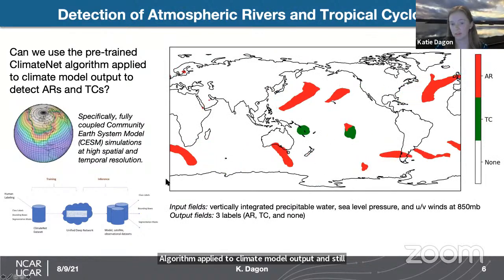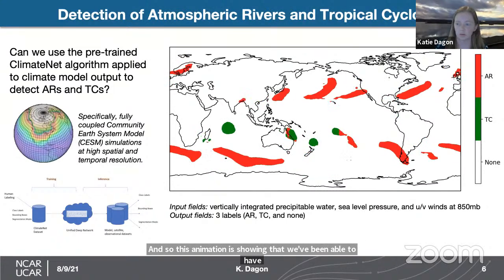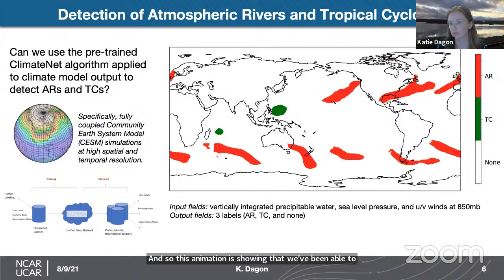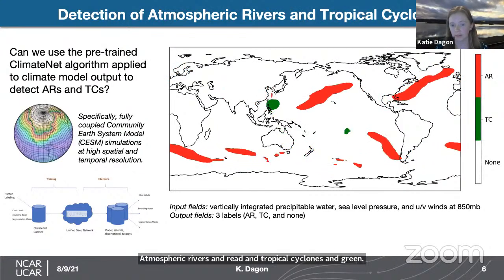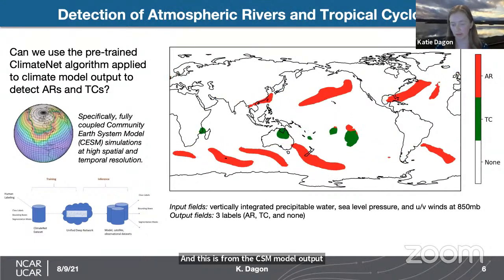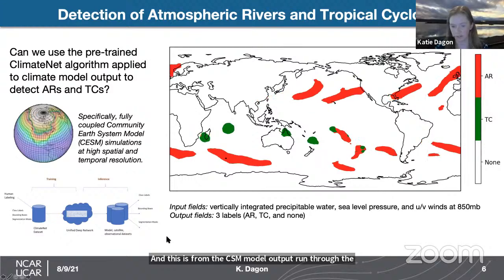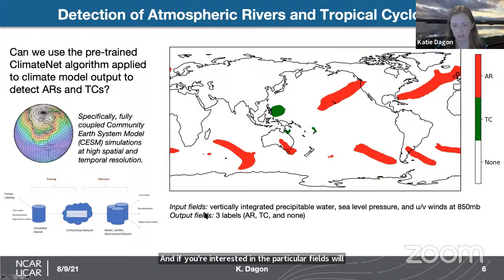And so this animation is showing that we've been able to have success with that. So here I'm showing labeled atmospheric rivers in red and tropical cyclones in green. And this is from the CESM model output run through the trained algorithm. And if you're interested in the particular fields, I'll talk about this a little bit on the next few slides.